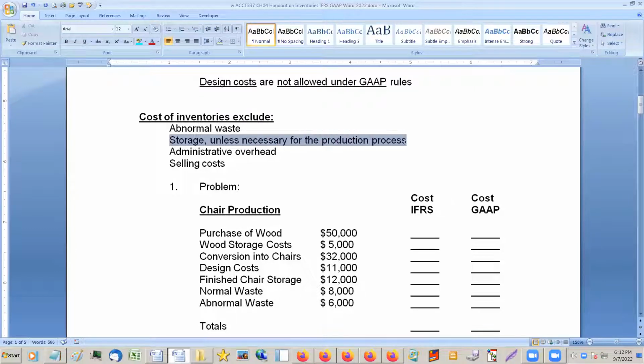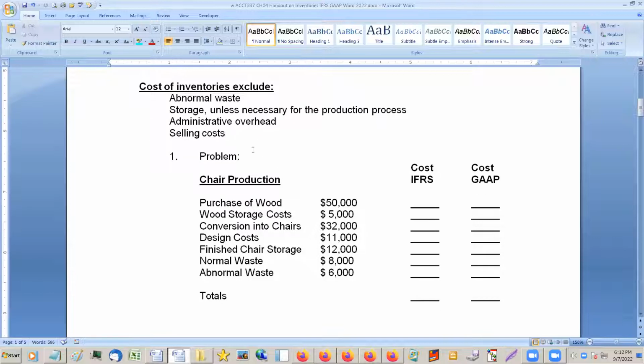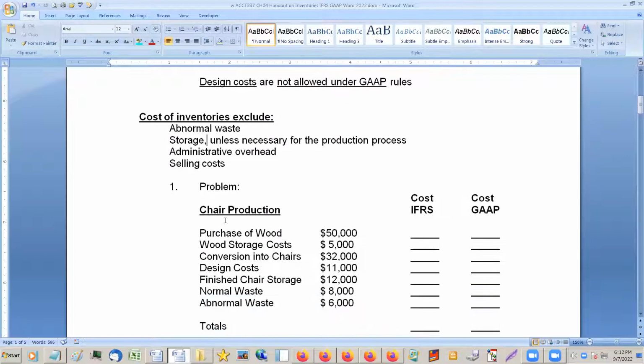Storage costs are not allowed unless they are necessary for production. Administrative overhead. And selling costs. Okay, so those are things that are allowed to go into the cost, and these are the things that are not excluded.